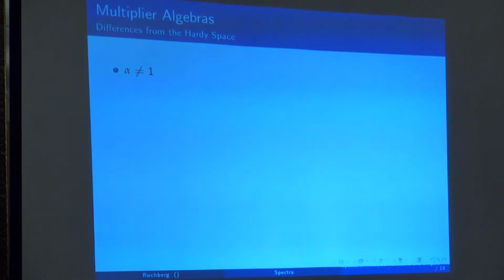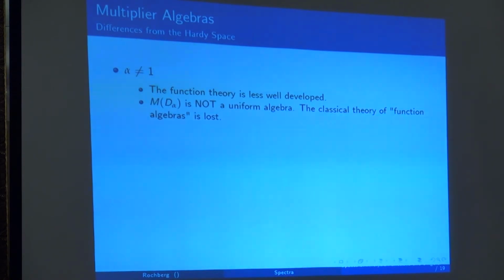But it's not quite the same as the Hardy space. If you're not in the Hardy space, namely if alpha is not 1, then the function theory is less well developed. The function theory on these generalized Dirichlet spaces is not nearly as well understood as the Hardy spaces. They are contained in the Hardy spaces, but the refined function theory is much more complicated. M of d alpha is not a uniform algebra.